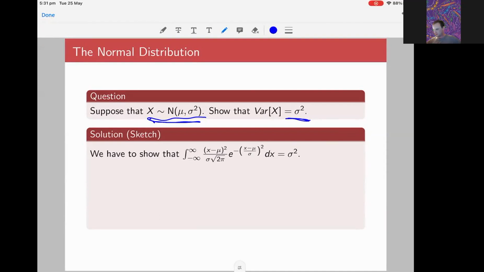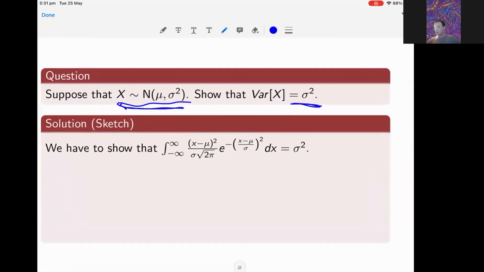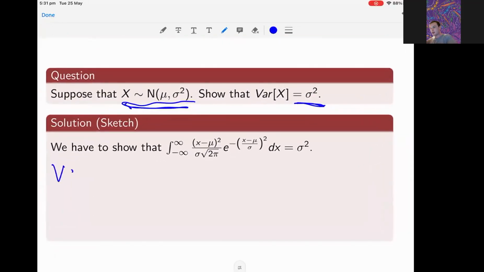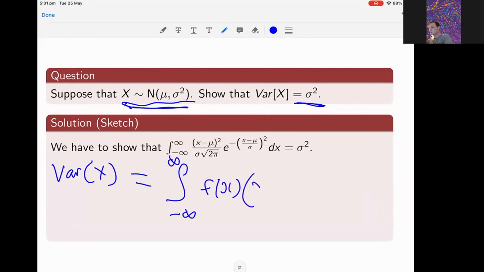Okay, so remember, by definition, the variance of x is the integral from minus infinity to infinity of the probability density function multiplied by (x minus the expected value of x) squared. But we said already that the expected value of this distribution is just mu. So we've just got x minus mu there. And of course, this is precisely that integral there.